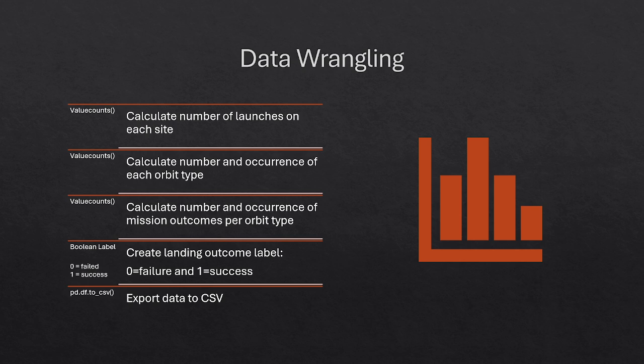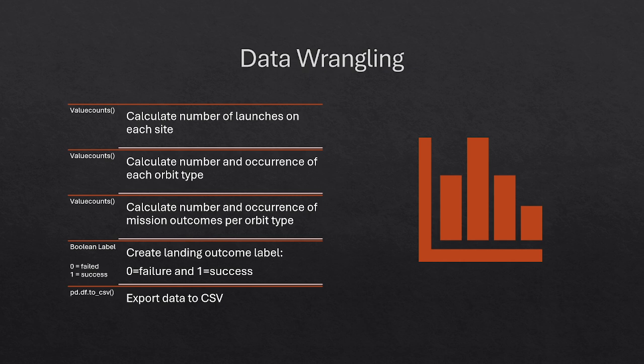I'm using methods such as value counts to calculate the number of launches on each launch site. There are different launch sites that SpaceX uses for these rockets, and there are different orbit types as well. So I'm looking at the number of occurrences of each orbit type and trying to glean some insight from those.